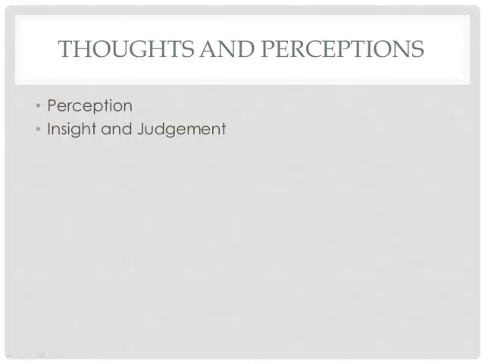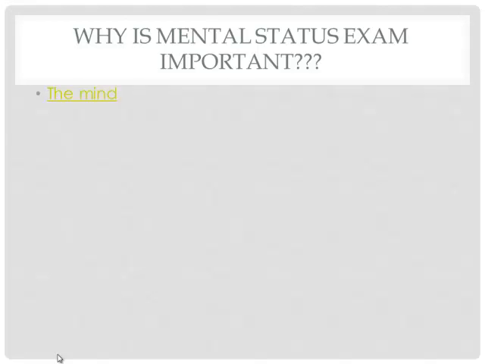Judgment is a person's ability to make relatively sound, reasonable, and responsible decisions. The way we approach this in a mental status exam is to ask people standard hypothetical questions, such as, if you were in a theater and you smelled smoke, what would you do? You would assume that people with at least reasonable judgment would say, I would call 911, I would leave, something like that.